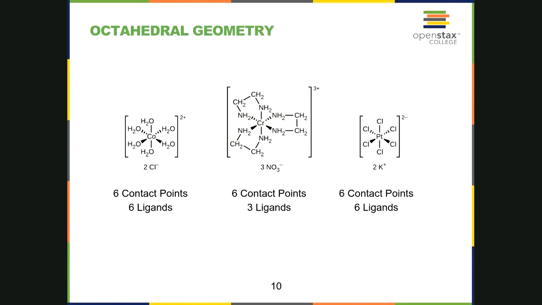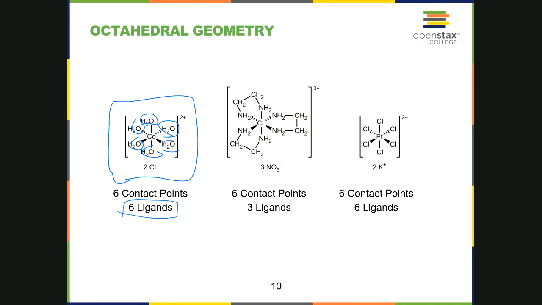Okay. So here's some more examples of these kinds of molecules or ions, I should say. And what I need you to be able to do is when you look at these, be able to count how many ligands you see and how many contact points you see. So for this one over here, you've got 1, 2, 3, 4, 5, and 6 water molecules. So that gives you 6 ligands.